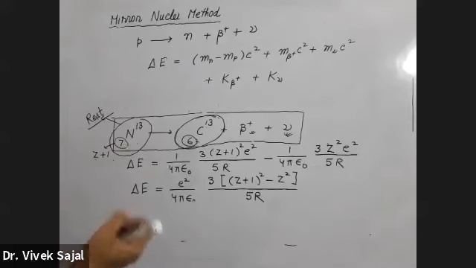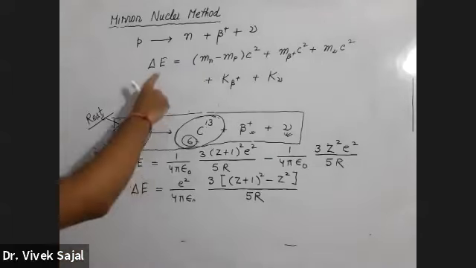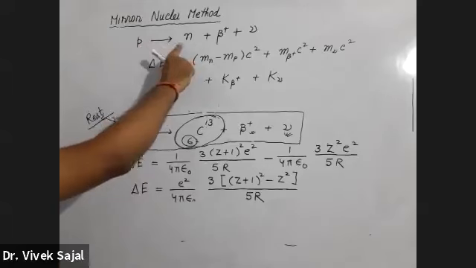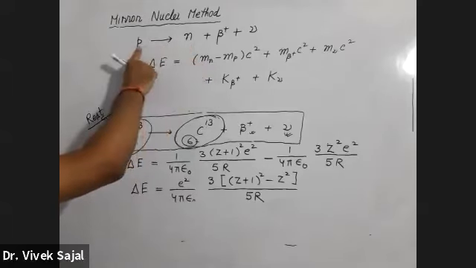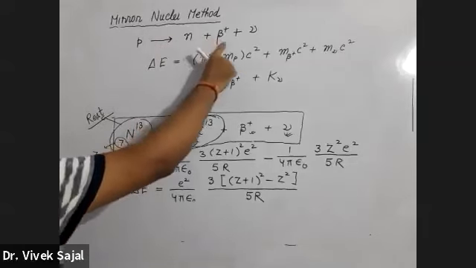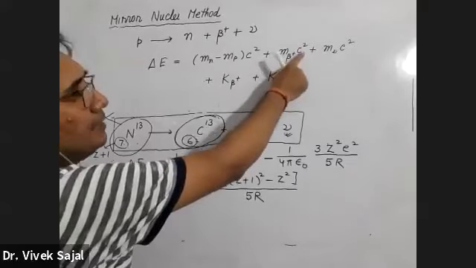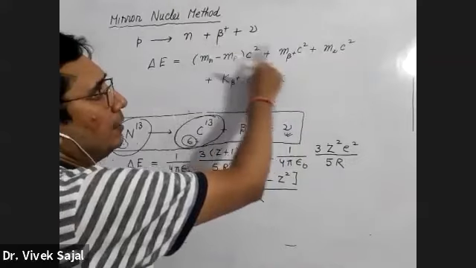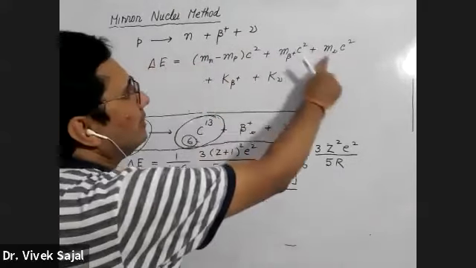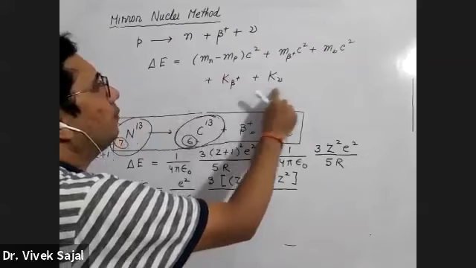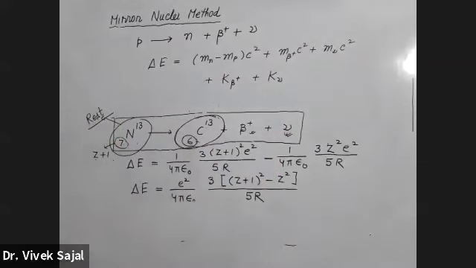How will this reaction use that energy? The energy released will be utilized in creating mass. Here a proton is converted into a neutron. The mass of the neutron is higher than the mass of the proton, so the difference, that mass will be created. Apart from this, a positron is created, so m beta plus c square, part of this energy will be utilized in the creation of the positron. Similarly, part of the energy will be utilized in the creation of this neutrino. And whatever energy remains, the rest will be in the form of their kinetic energy. Now the neutron will not have any kinetic energy.